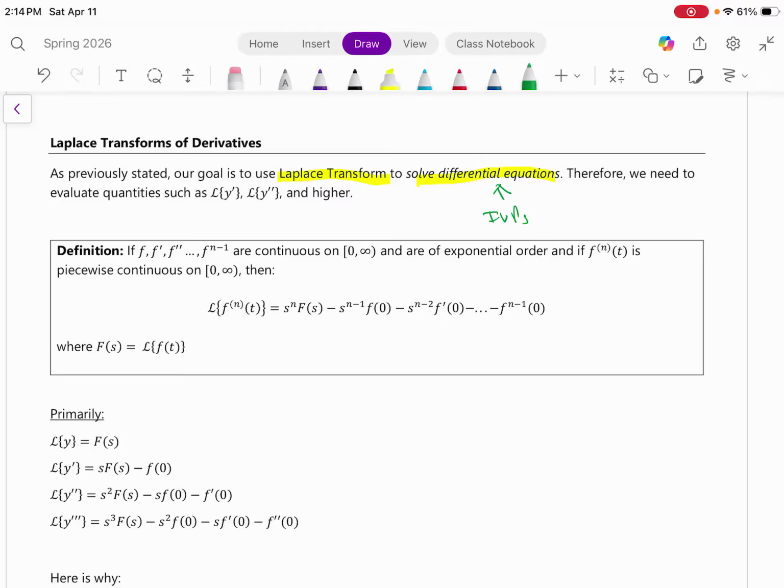Okay, so if that's the case, because they could look like, ay double prime plus by prime plus cy equals 0. We have some initial conditions like y of 0 equals y naught, y prime of 0 equals y1, things like that. So that's our goal, to solve some initial value problems. So we need to be able to evaluate some Laplace of derivatives like y prime, y double prime. Okay, so here's the definition of the Laplace of a derivative.